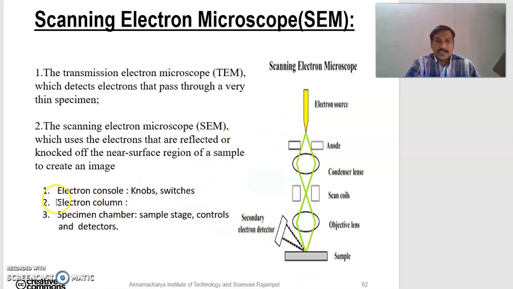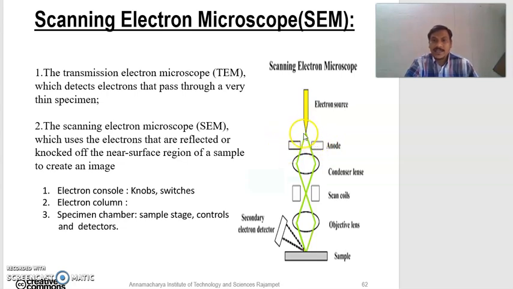So first we discuss the electron gun. In the electron gun, there is one filament. The current passes through the filament and the filament is heated, so the electrons are emitted by the thermionic emission method. This filament is kept in the Wehnelt cylinder. This Wehnelt cylinder controls the number of electrons emerging from the electron gun. These electrons are primarily accelerated towards the anode. This anode has positive charge.